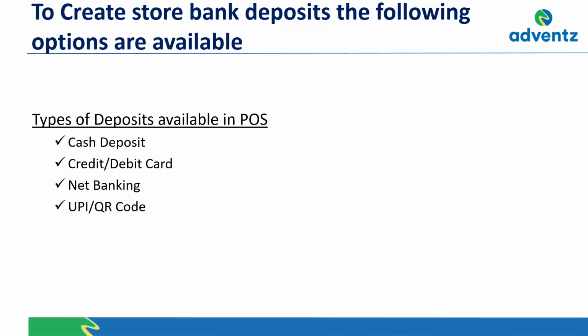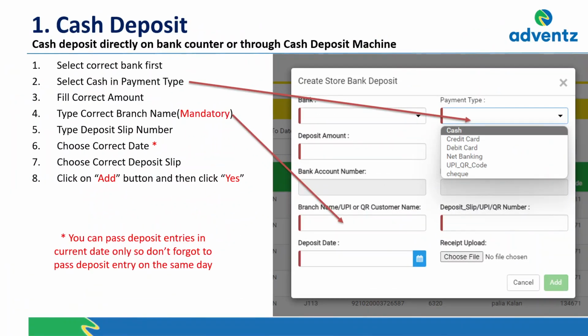So let's begin. Our first deposit is bank deposit by cash. Whether it is deposited at the cash counter or through a cash deposit machine, it will be considered a cash deposit. In the cash deposit, once we click on the plus button, I am discussing how to pass the deposit entry, and then I will show you in real time.